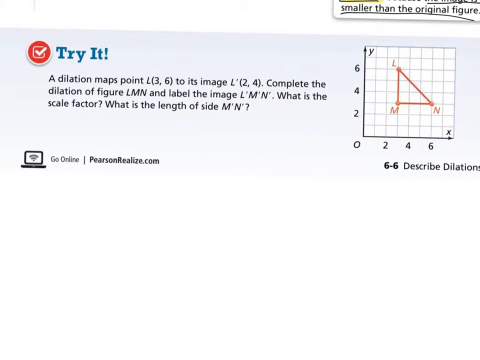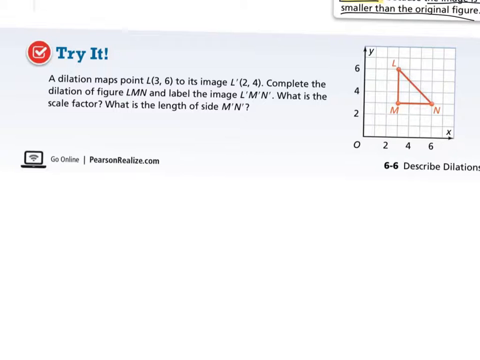So if we look at the next one, we have a dilation that maps point L to its image L prime at 2, 4. Complete the dilation of the figure and label the image. What is the scale factor? What's the length of side MN? Okay, so they're asking us to do several things here.